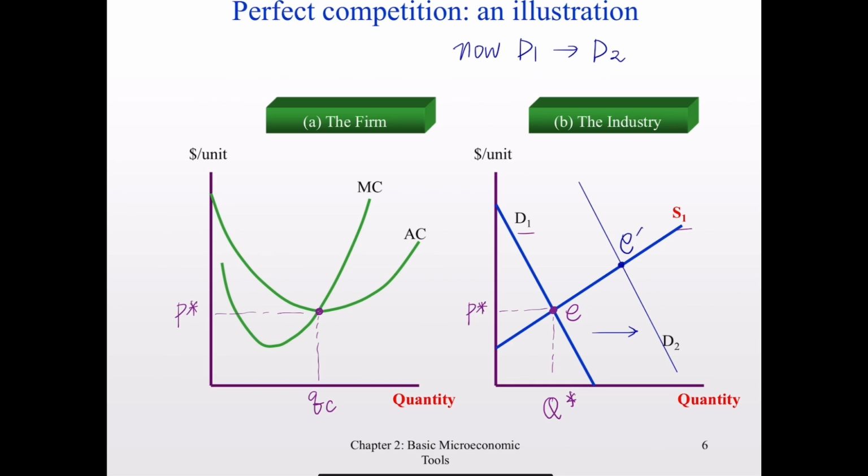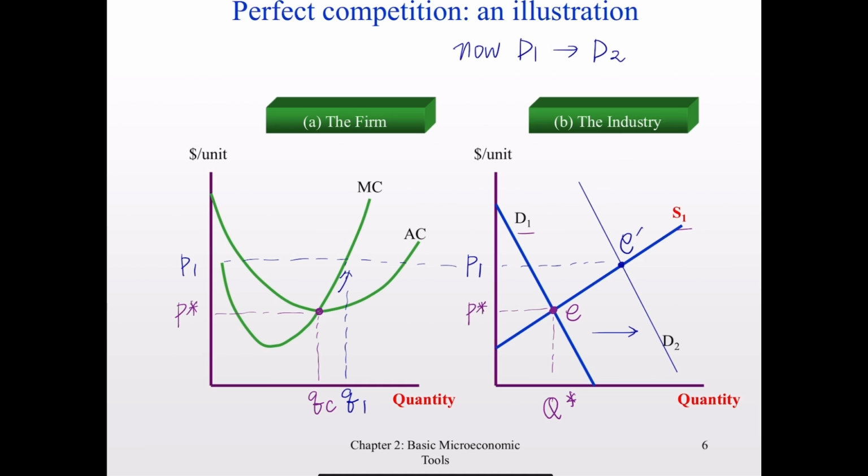How do firms respond to this change? With a higher market price, existing firms can now maximize their profit by increasing their output. On graph A, we can see this as a movement along the marginal cost curve to quantity small q1. Each firm in the market responds this way. Does it make sense?